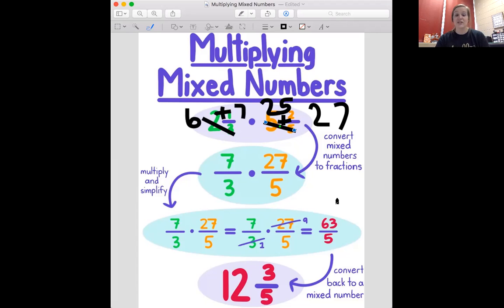They did something here that we haven't really talked about yet, which is they reduced 3 and 27 before they multiplied. If you know how to do that, awesome, you can. But if not, you would just multiply straight across and have 7 times 27, and then you would have 3 times 5, and you would just flip that back to a mixed number.